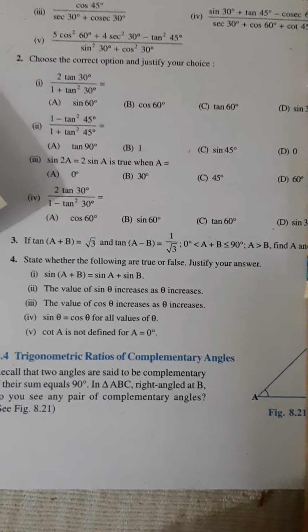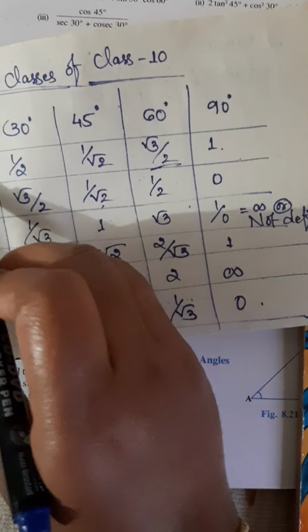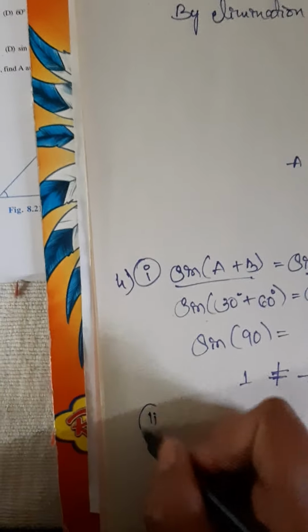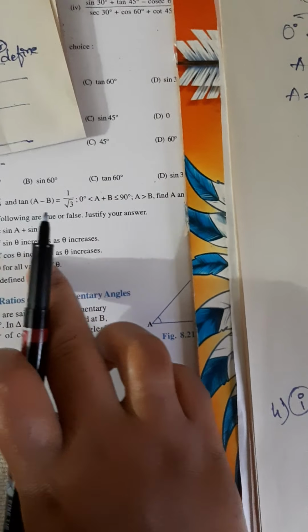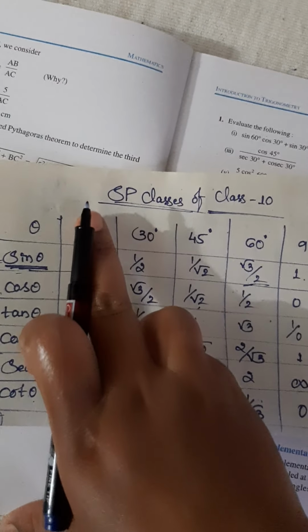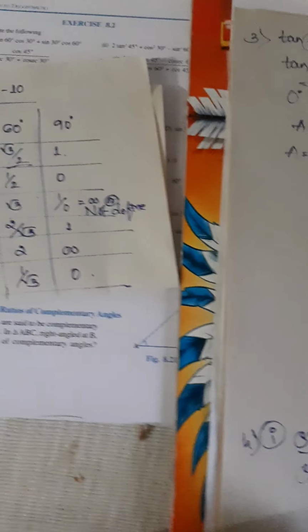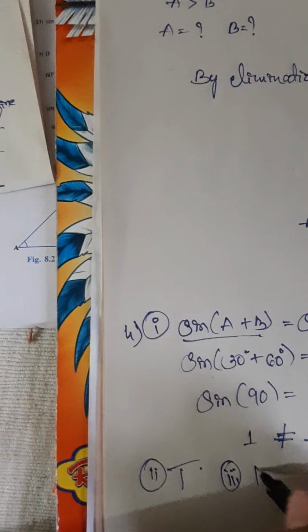Now the second statement: the value of sin theta increases as theta increases. So it is increasing from 0 up to 1. So our second statement is true here. Next, the third one: the value of cos theta increases as theta increases. At 0 degrees it starts at 1, and at 90 degrees it is 0. So it is decreasing. So our third one is false.